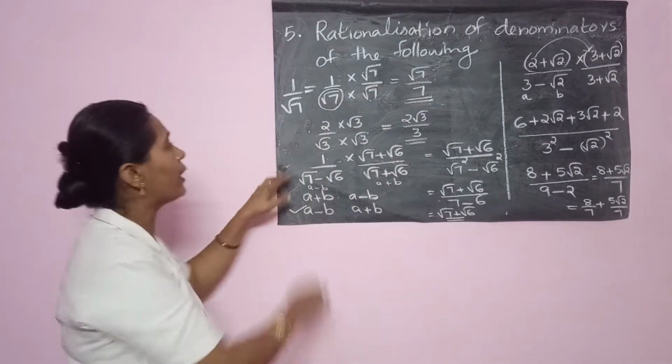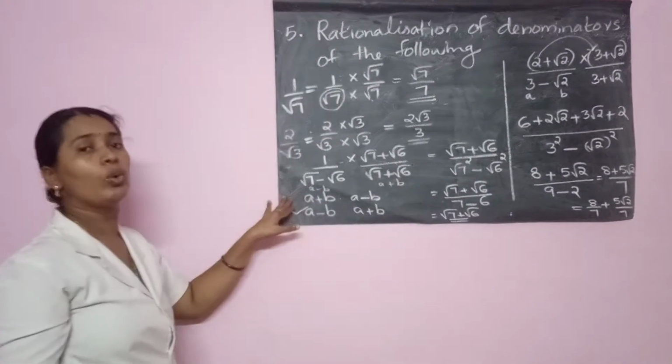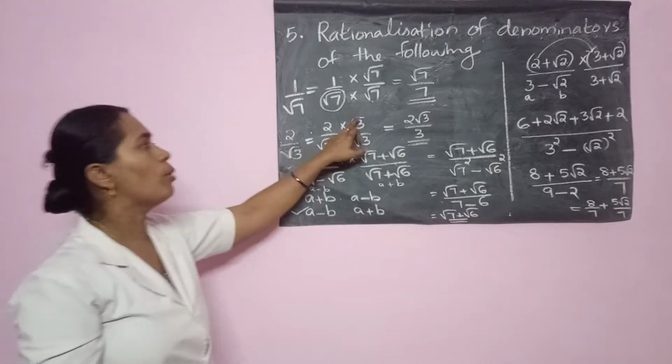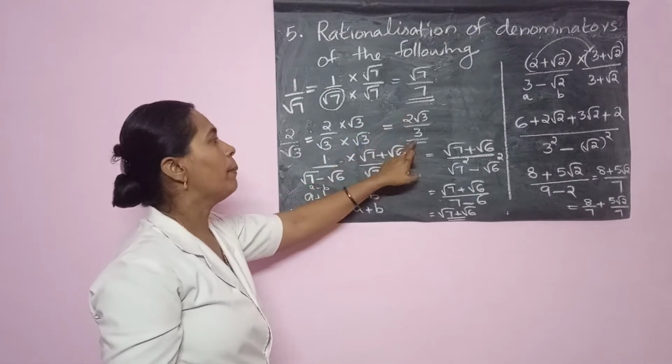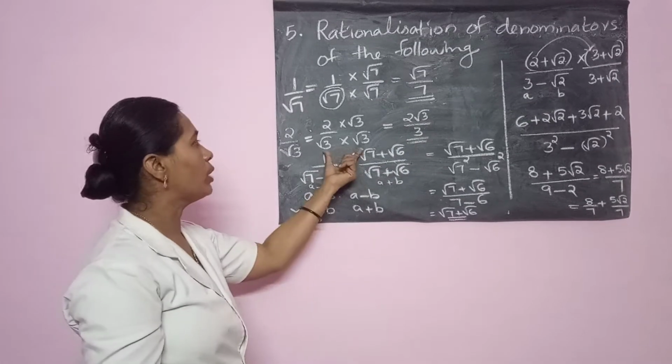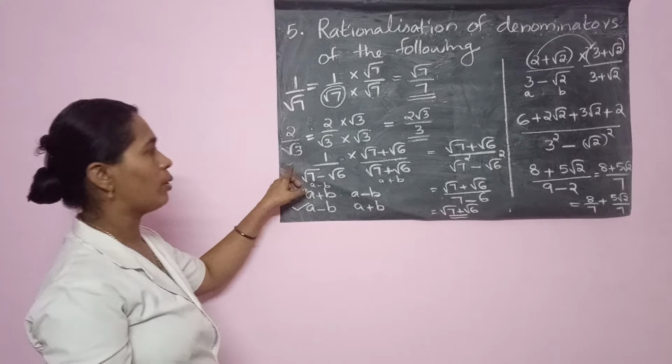Similarly, another question, 2 by root 3. Same root 3 is there. So, multiply and divide by the same root 3. So, 2 root 3 by 3. Root 3 into root 3 is giving 3 to us. Okay. Let us move to the other question.